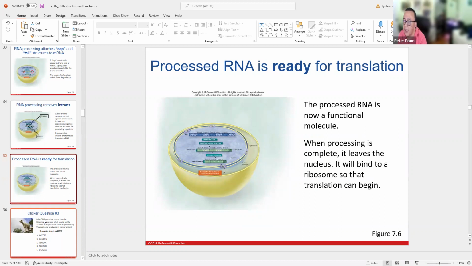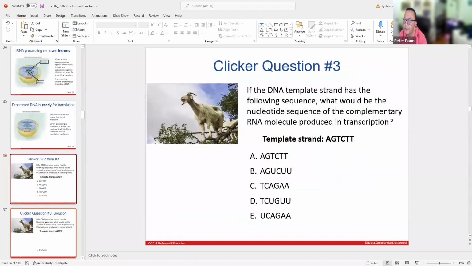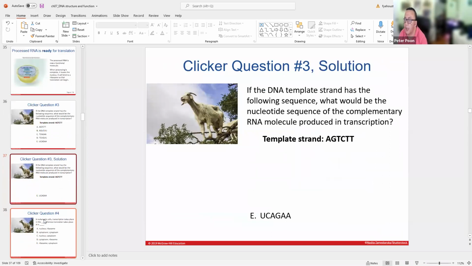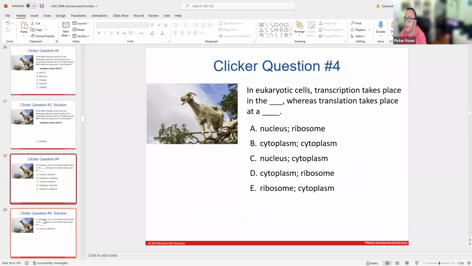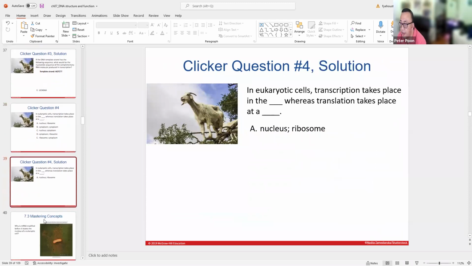So the processed RNA is now a functional molecule. When processing is complete, it leaves the nucleus and binds to a ribosome so translation can begin. Make sure you know how to do this. Make sure you know how to answer this question too.